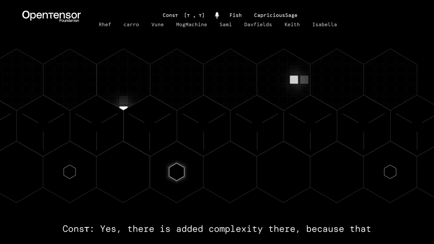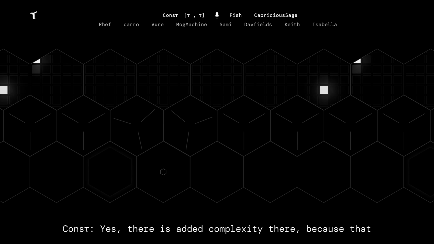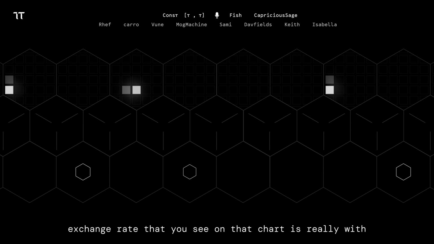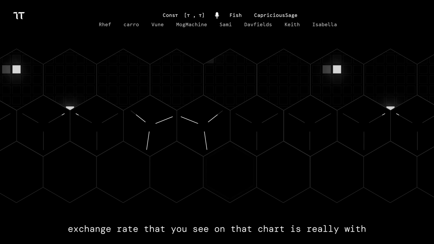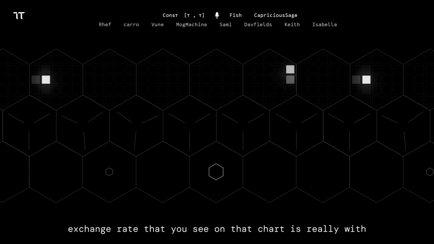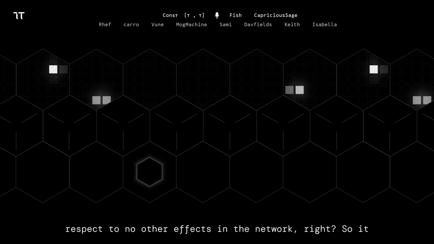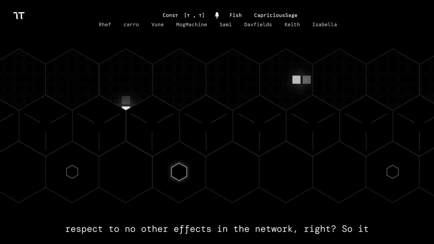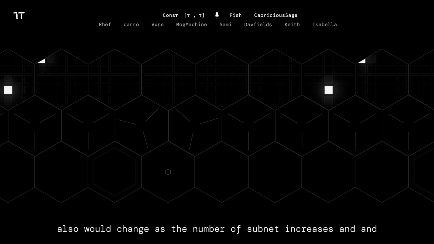Yes, there is added complexity there, because that exchange rate that you see on that chart is really with respect to no other effects in the network, right? So it also would change as the number of subnets increases.